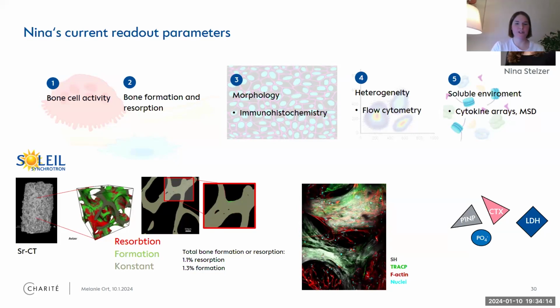Also, immunohistochemistry staining for osteoclast or matrix is a nice way to visualize if stuff is happening and if it's going in the right direction. And then again, you heard this before, the CTX to show if bone is lost, LDH if cells are dying, and other markers to see if bone is formed.